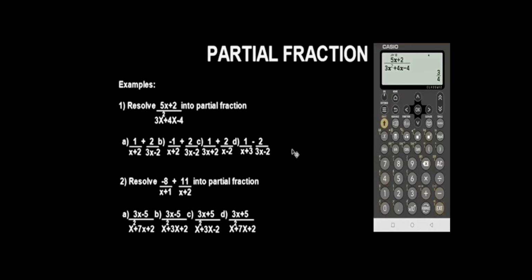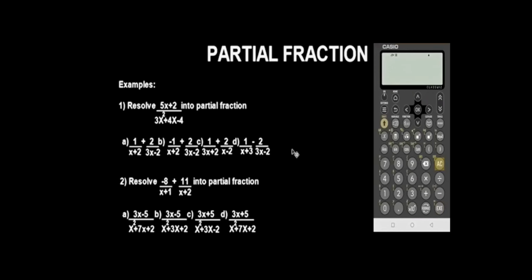We have 3 over 4. If we want to check it in decimal, press format button, then decimal, execute. 3 over 4 or 0.75. So right now we're going to simplify the options. Only one that gives us 3 over 4 or 0.75 will be the answer.